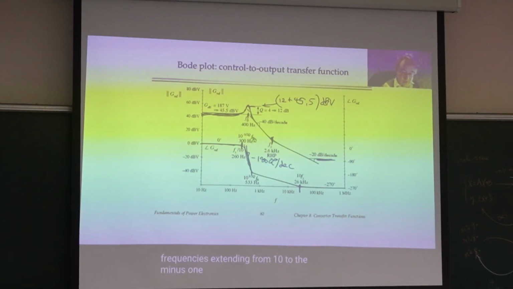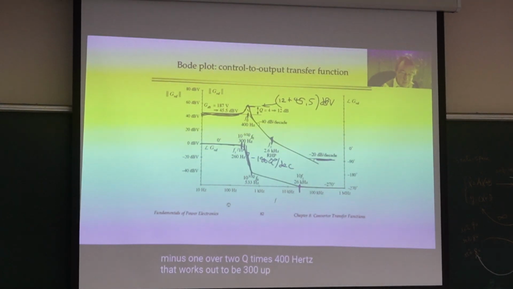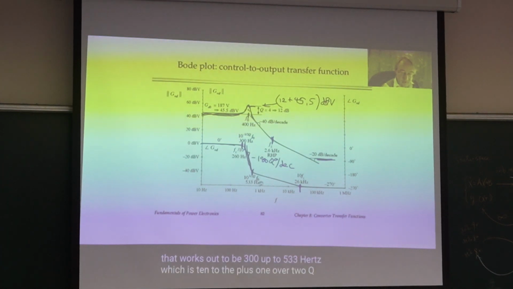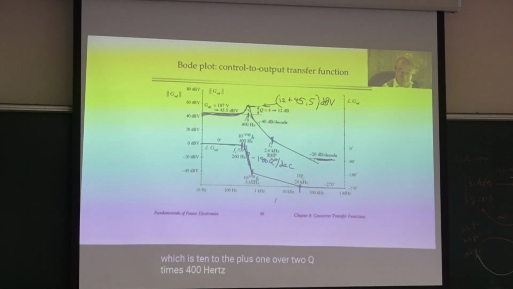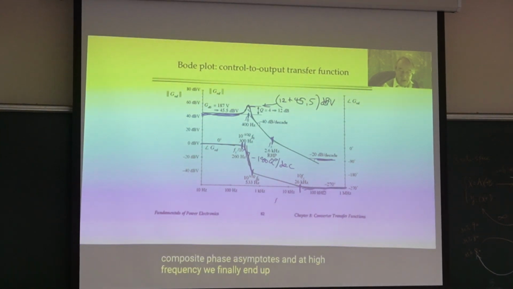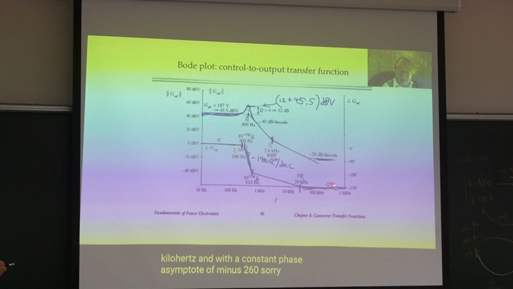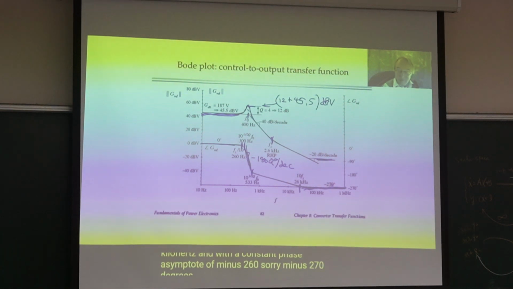From 10 to the minus 1 over 2Q times 400 hertz, it works out to be 300, up to 533 hertz, which is 10 to the plus 1 over 2Q times 400 hertz. So here are the composite phase asymptotes, and at high frequency, we finally end up at about 26 kilohertz. So this is the high frequency composite phase asymptote of minus 170 degrees.